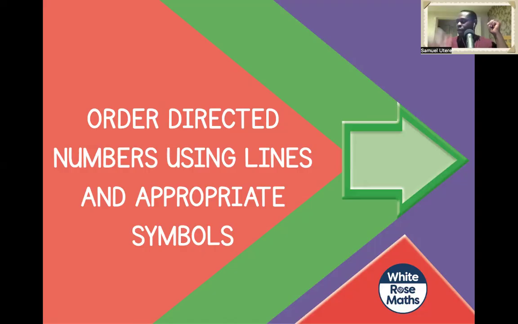All right. In today's lesson, you're going to learn how to order directed numbers. Remember, directed numbers refer to positive and negative integers. Integers mean whole numbers. So you're going to be learning how to order these numbers, positive and negative integers, using lines, for example, on a number line, and then using appropriate symbols, for example, whether they are greater than, less than, or greater than or equal to, or less than or equal to.